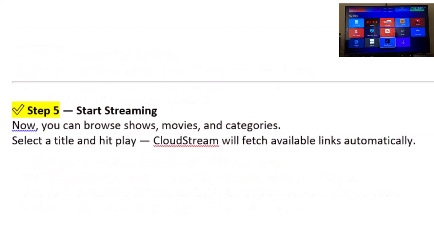Step 5. Start streaming. Now you can browse shows, movies, and categories. Select a title and hit play. Cloudstream will fetch available links automatically. If something doesn't load, just try another link or extension source.